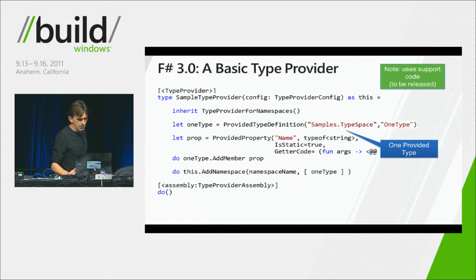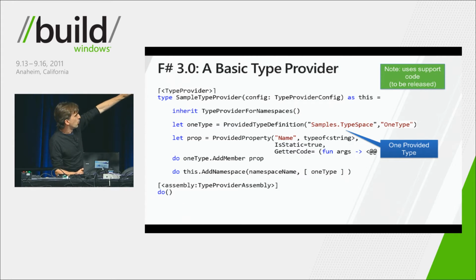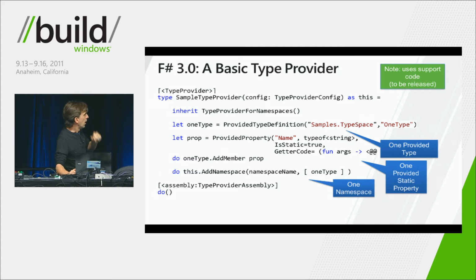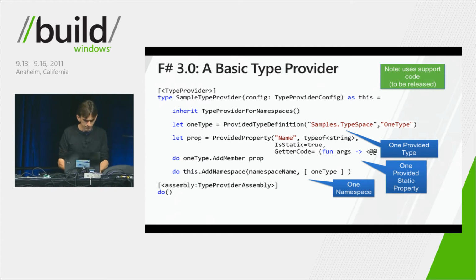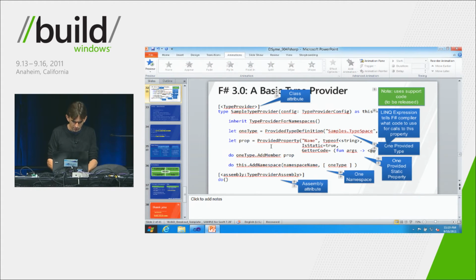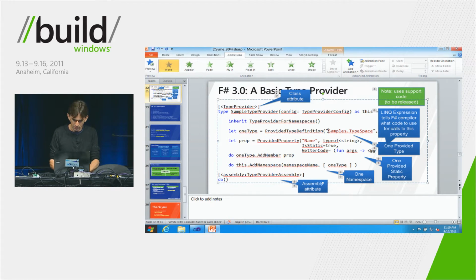And what this type provider does is provide one type with one property, a static property. We have is static equals true, and inside one namespace. Actually, this namespace name should actually be this string here. Let's fix that.